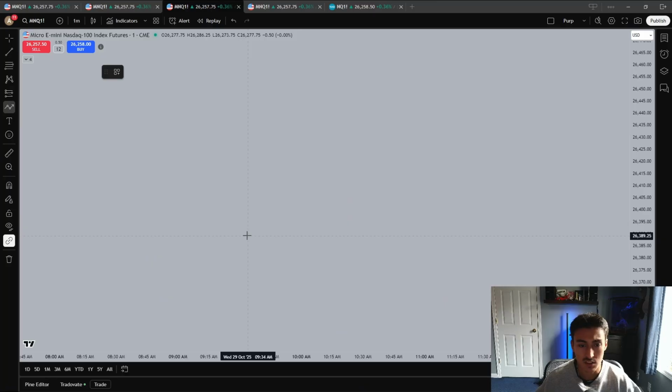PO3. So when that 10 a.m. candle opens, I'm looking for price to manipulate and then distribute in the opposite direction. So on a bearish candle that looks like this, we open, we move higher, and then we distribute lower. On a bullish situation, we open, manipulate lower, and then distribute higher.